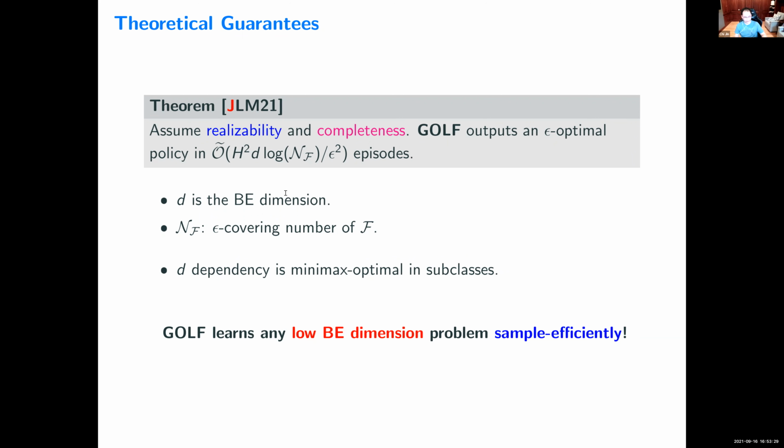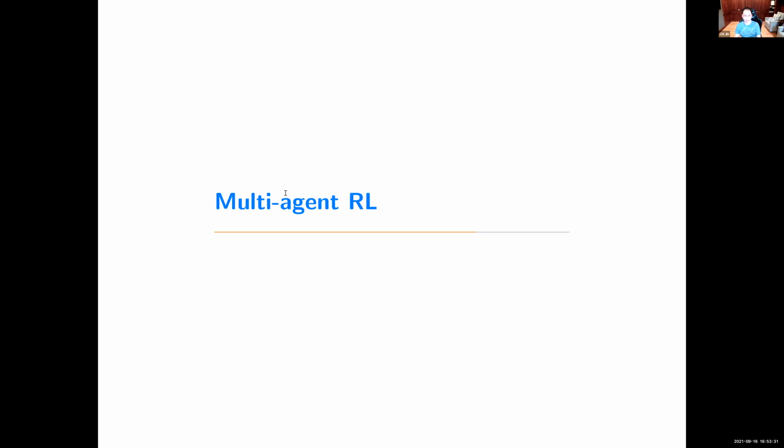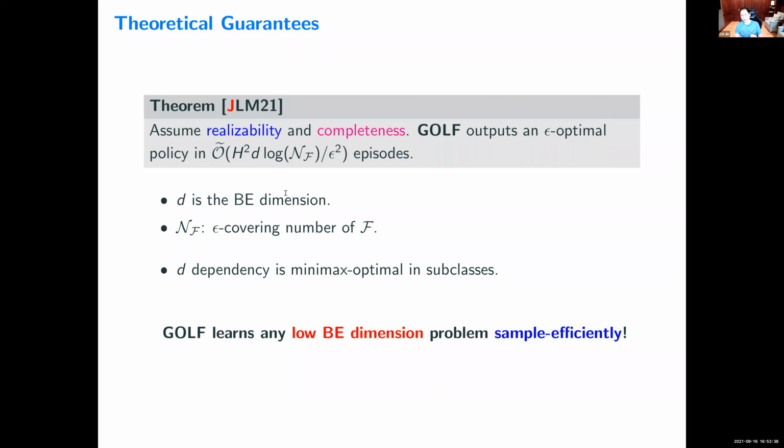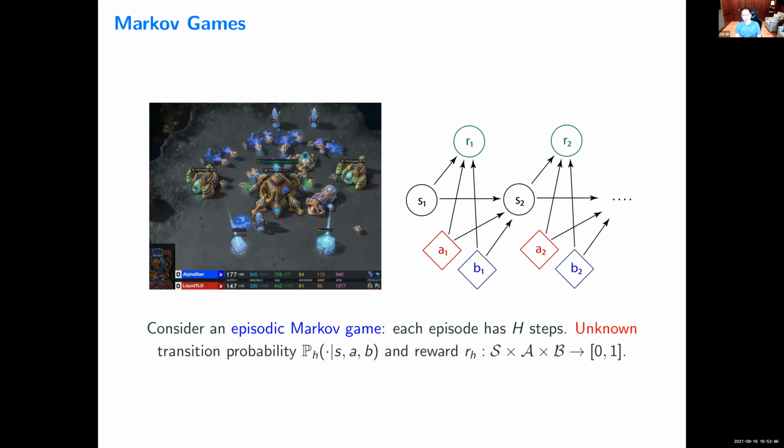Good. Okay. Since I don't have too much time to talk about multi-agents, I will be pretty fast about this part. So far we developed a theory, a very generic algorithm, and also a really rich function class to deal with function approximation. In the multi-agent setting, we will consider a more general model, the so-called Markov game. You can view it as a generalization of the MDP.